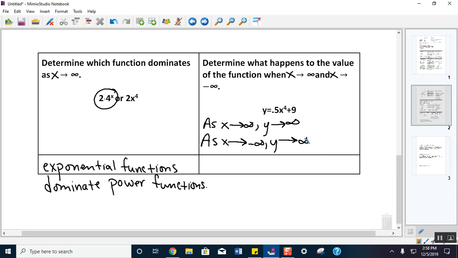What do you suppose would have happened if this leading coefficient, 0.5, was negative? Instead of a U shape, you'd have had an upside down one, and everything would have approached what then? Negative infinity. Okay, so I think you can handle that part there.